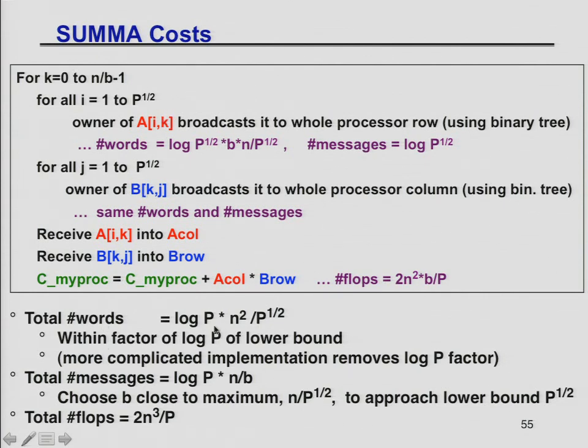And the total number of words moved is my lower bound, n squared over root p, times log p. So it's just a hair bigger than the lower bound. And in fact, if I were to not just use a simple binary tree, if I were to pipeline it, you could get rid of that log p factor. So without going into the complexity of that pipelined broadcast, we basically hit the lower bound.